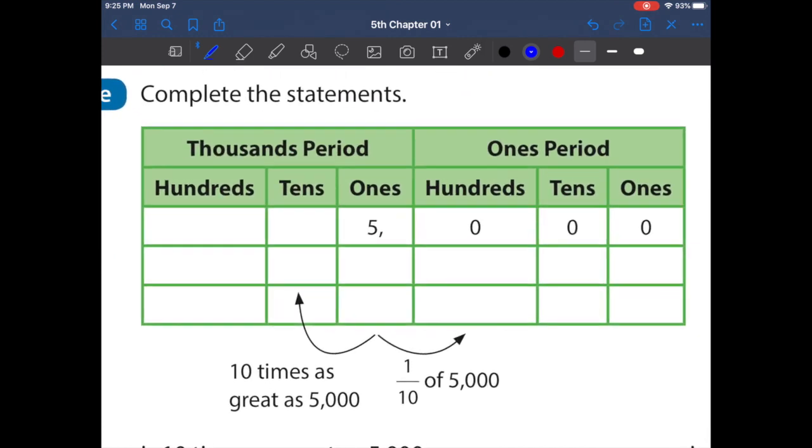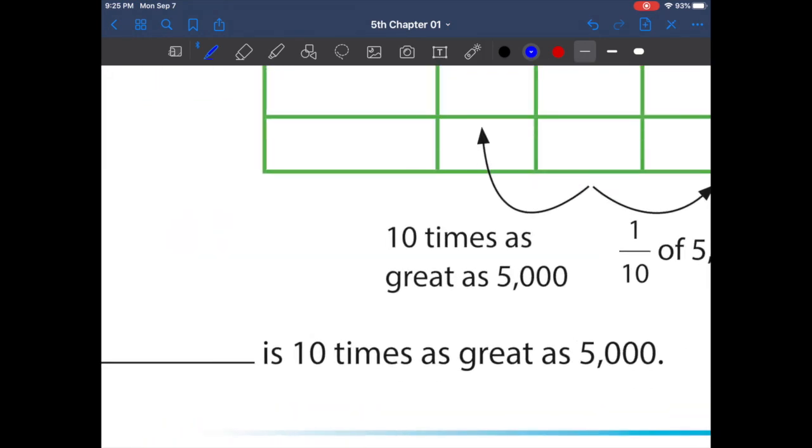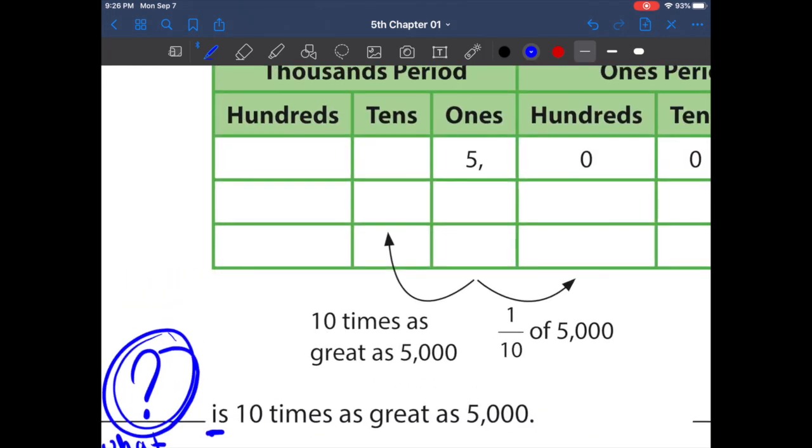Now, let's see if we can do one that is not completed. Here's the question. So we have this blank line. I like to use the word what. So what is 10 times as great as 5,000? Right. So whatever this number is, it's going to be bigger than 5,000. So what is 10 times bigger than 5,000?